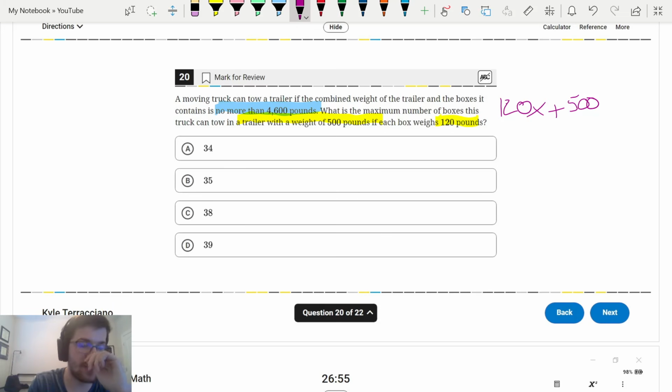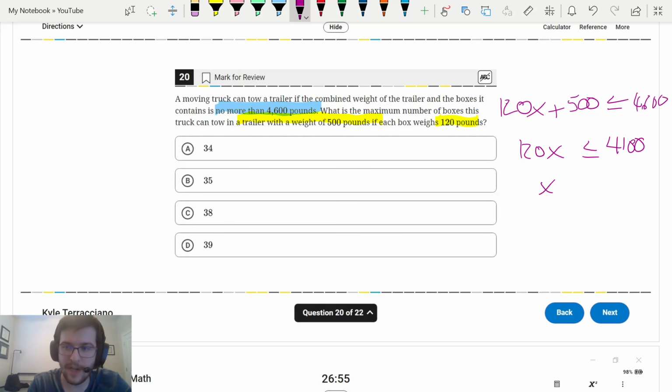So if you don't know inequality signs, you should look this up. No more than means less than or equal to. So we're going to put less than or equal to 4,600. Now we're just going to solve this. So 120x, I'm going to subtract 500 from both sides and get 4,100. Now I'm going to divide both sides by 120, and I get 34.16 repeating.